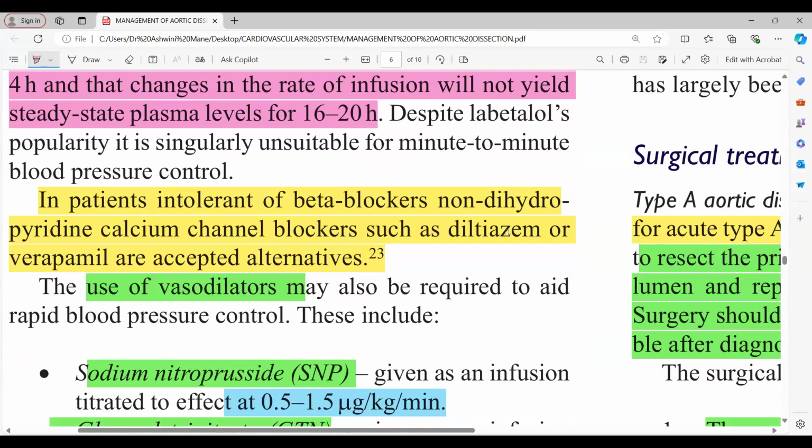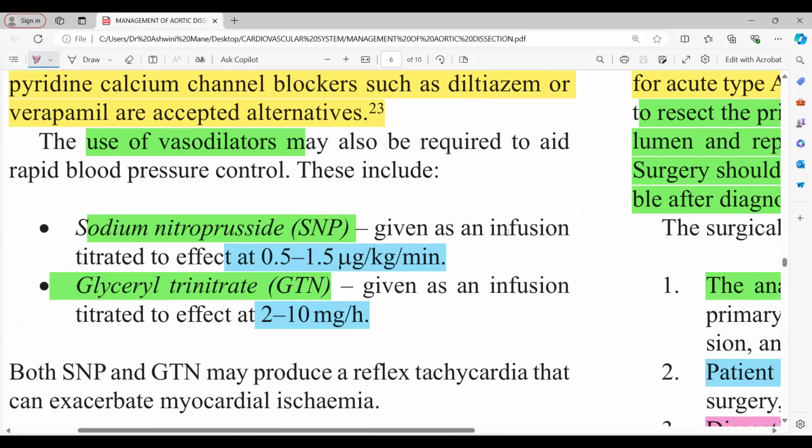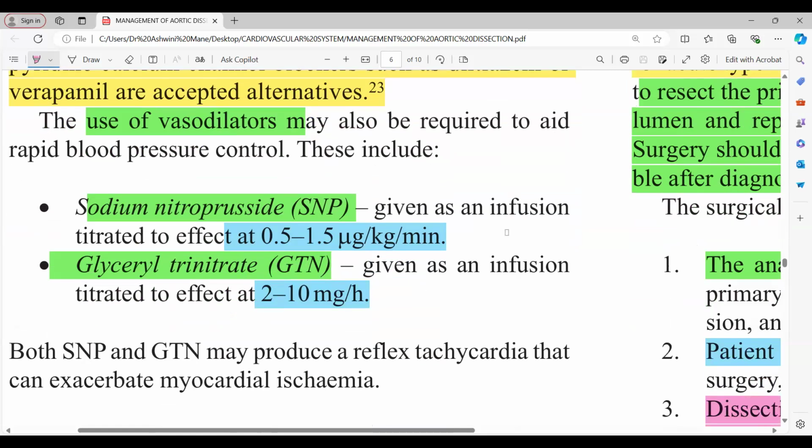In patients intolerant of beta blockers, non-dihydropyridine calcium channel blockers such as diltiazem and verapamil are accepted alternatives. The use of vasodilators may also be required to aid rapid blood pressure control.